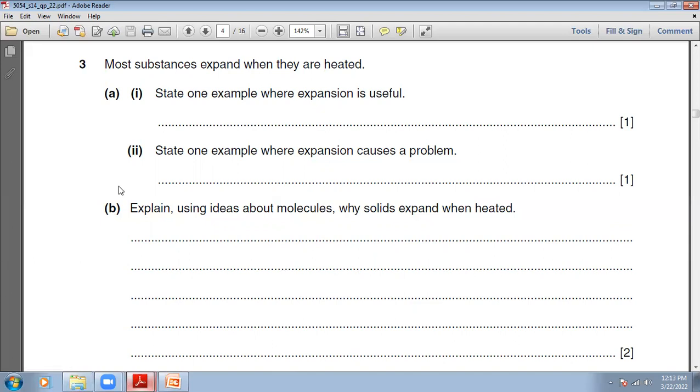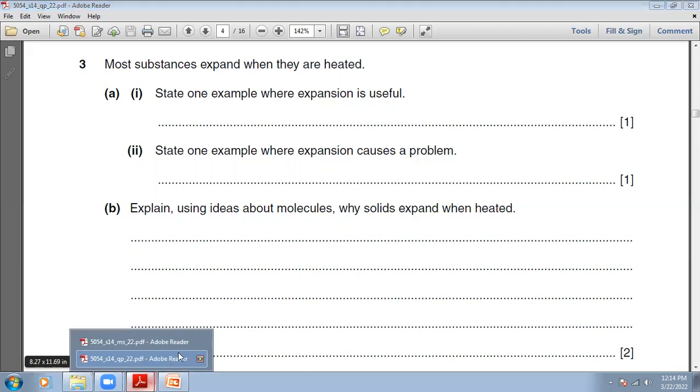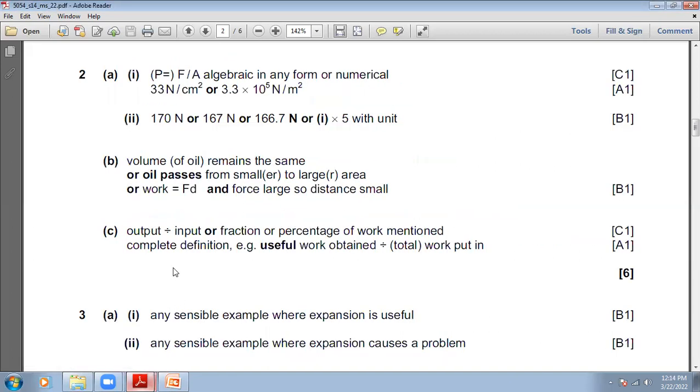He says, state one example where expansion causes a problem. You see, the railway tracks are made of iron, so the expansion in the railway tracks is a problem, because if you have not given room for the expansion, the railway tracks will bend. Okay, let me find the word.